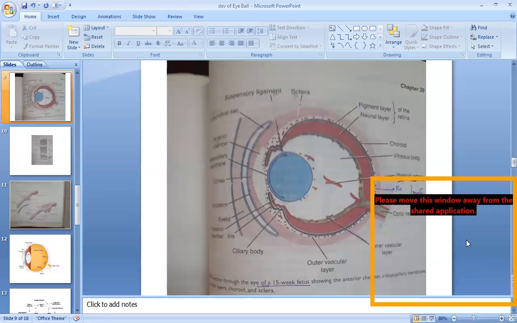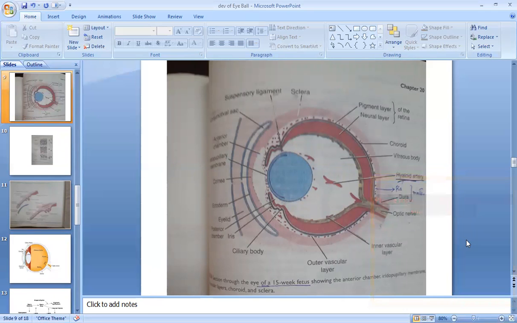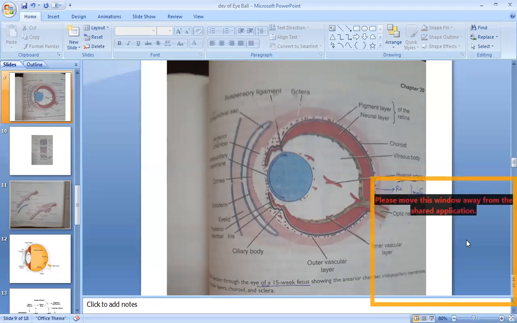Here you can see that development is going on, and it is a stage of about 15 weeks. A 15-week pregnancy is hardly 4 months, less than 4 months, about 3.5 months. Further development has taken place, and you can see the development of the anterior 1/5 of the retina as well. The posterior 4/5 was like this, where the outer layer was the pigmented layer and the inner layer was the neural layer.